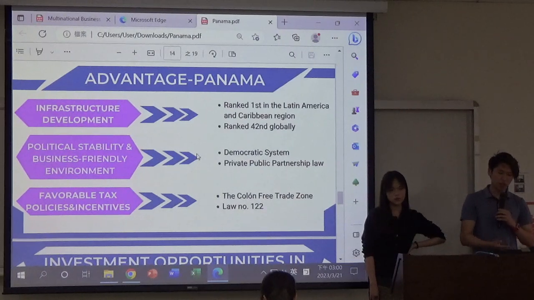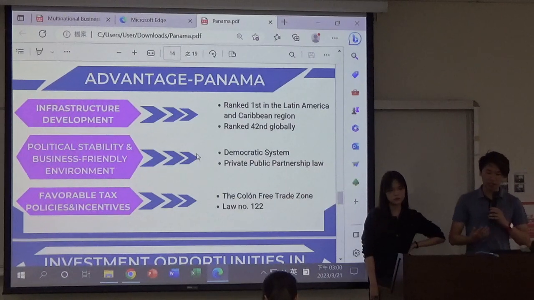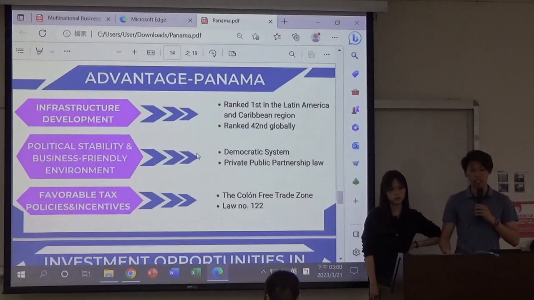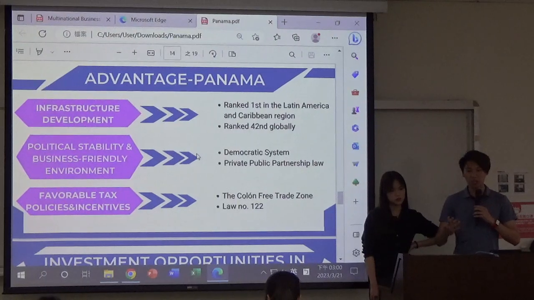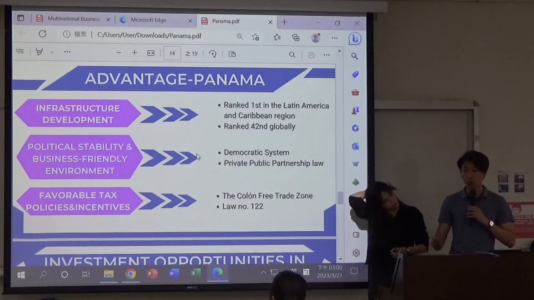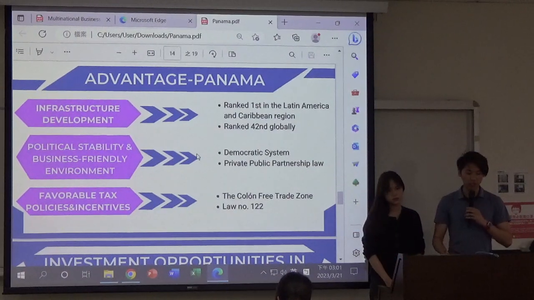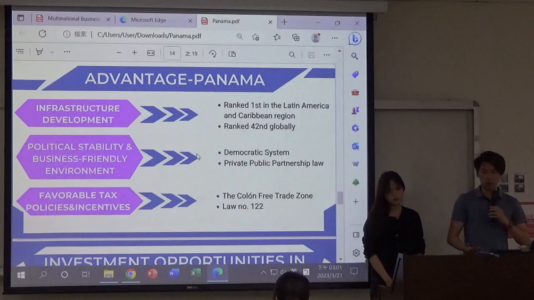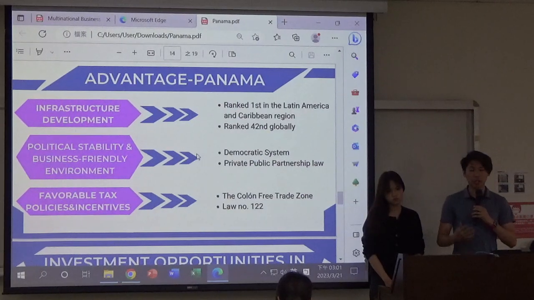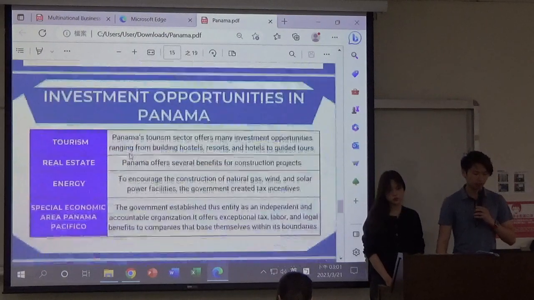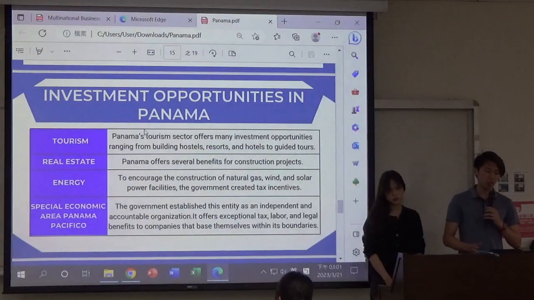So, on the specific tax policy incentives, we have areas like the Colon Free Trade Zone, where over 2,500 companies have established themselves with minimal tax rates, given they follow certain requirements, such as a minimum number of local employees. And there are other laws like number 122, which spur international investment by creating provisions that allow these processes to be speed-tracked. For specific investment opportunities, there are 4 main industries that we're looking at.